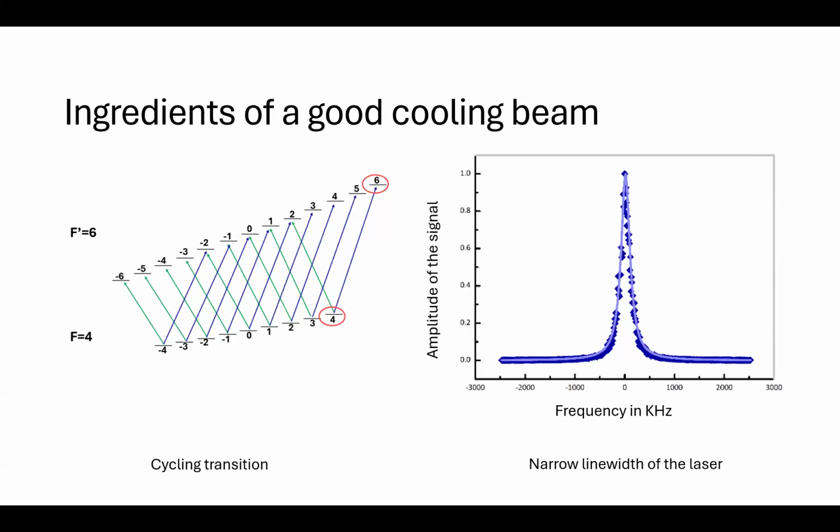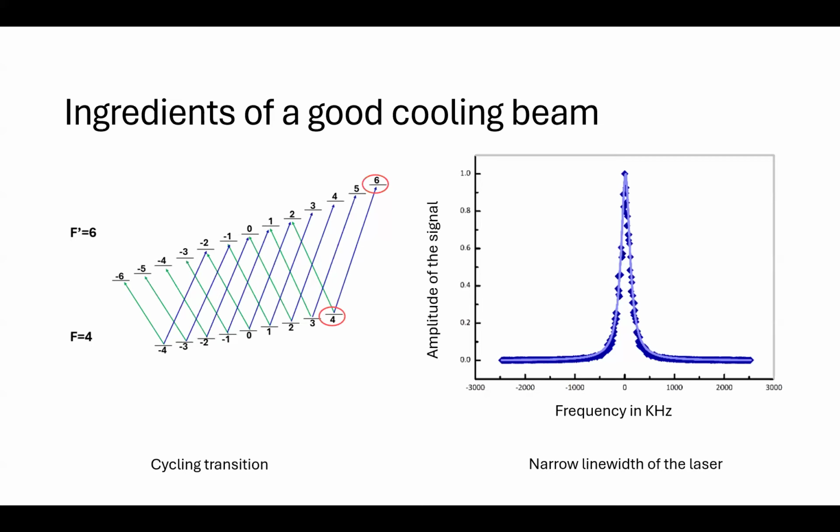So we want a narrow line width, and we also want a cycling transition, where, if you put the atom in, let's say, the F equals 4 state in the ground state, and then you send the atom to F equals 6, you do want the atom to come back to F equals 4. Because if you keep a laser on, resonant with 4 to 6, then it helps if you are doing imaging or cooling.